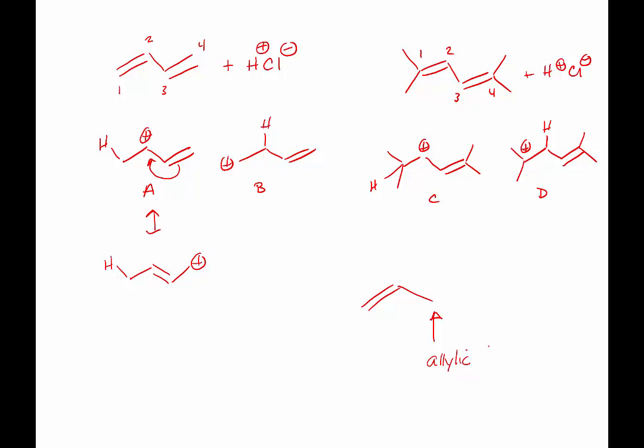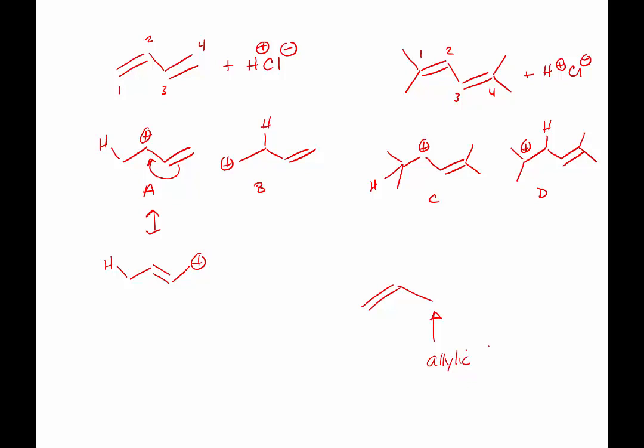So A is not just secondary. A is secondary allylic, which means that it has a second resonance structure. That second resonance structure is primary allylic, but it doesn't matter. I got two resonance structures, and that's what's really contributing. It's not just secondary versus primary, it's secondary with another resonance structure versus primary with nothing else. Does that make sense?